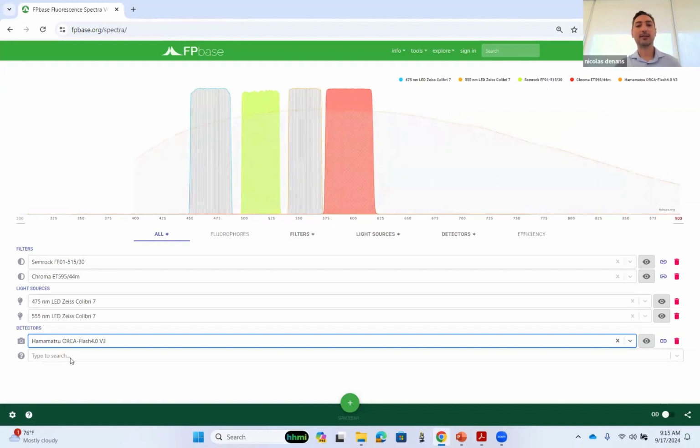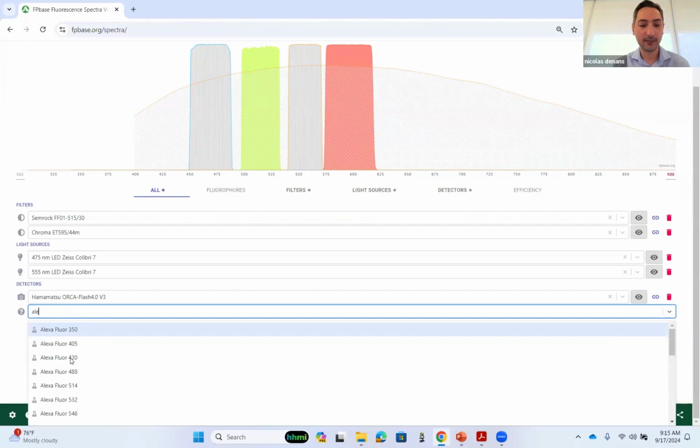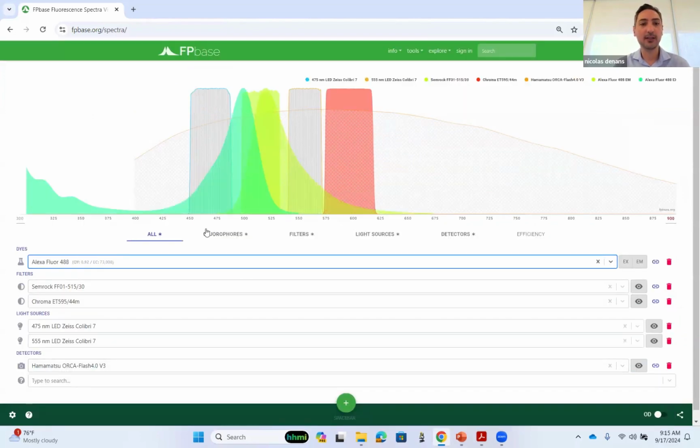All right. So now, as I said, we want to have a green dye for immunostaining, and we want to have a red dye for immunostaining. Usually immunostaining in the green is mostly a 488 dye. So, for instance, we can have an Alexa Fluor 488. And you can see this is the excitation peak, which is at 499, and this is the emission peak, which is at 520.